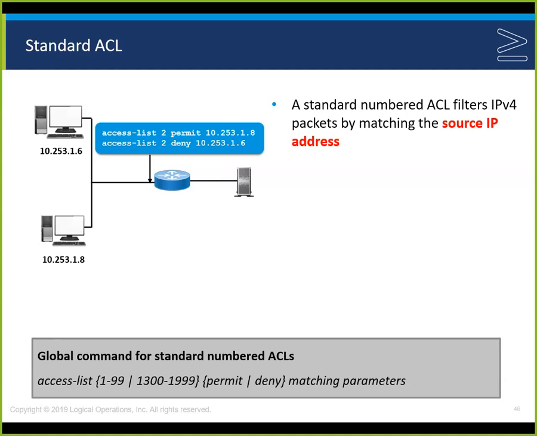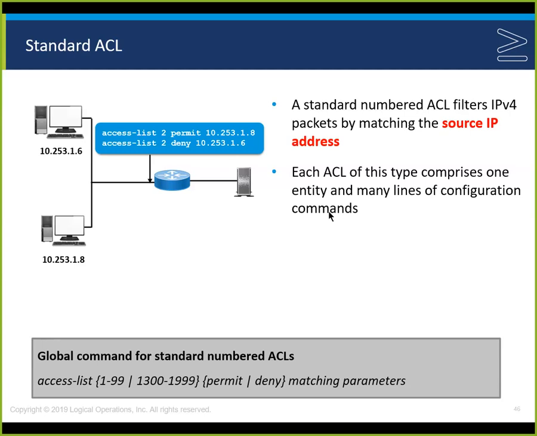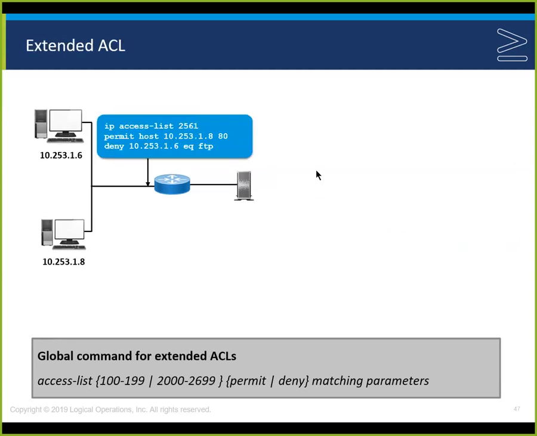A standard numbered access control list filters IPv4 packets by matching the source IP address, and that's the only thing it's going to use. Each access control list comprises one entity with many lines of configuration, the access control entries. The access control list is enabled in one particular direction on an interface. We can use the same access control list multiple times, but it probably wouldn't mean a whole lot to go on multiple interfaces.